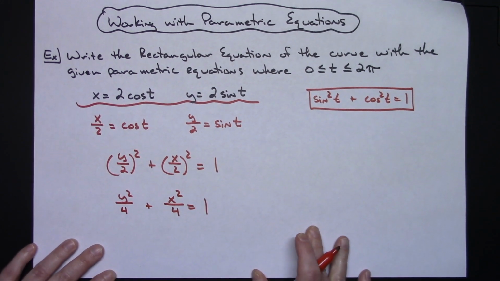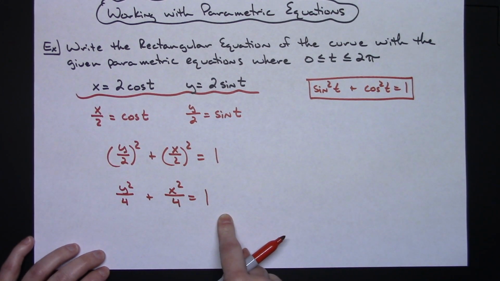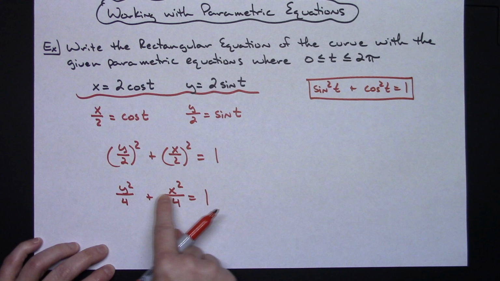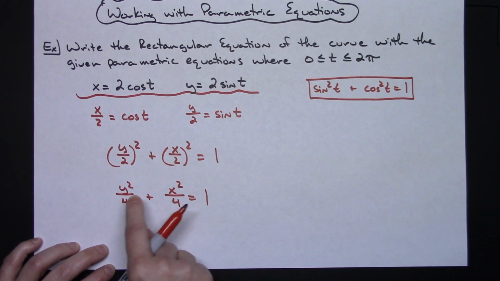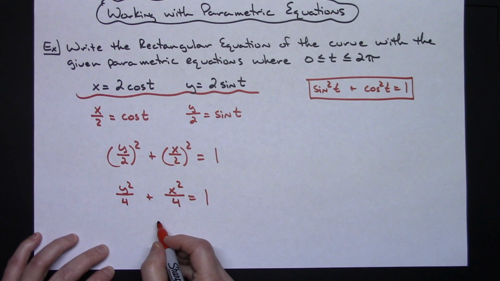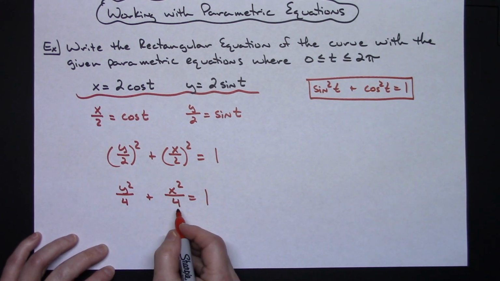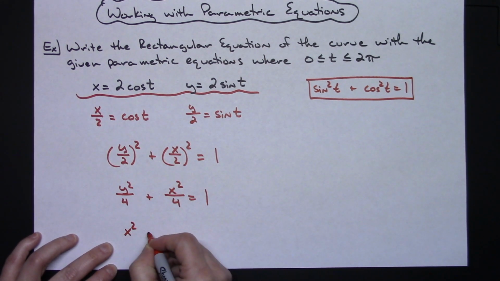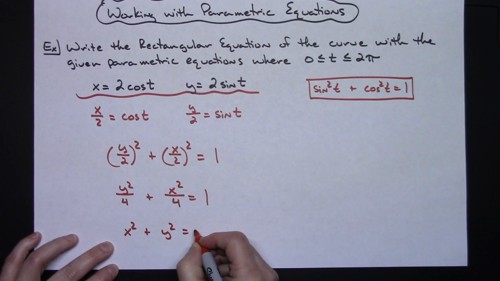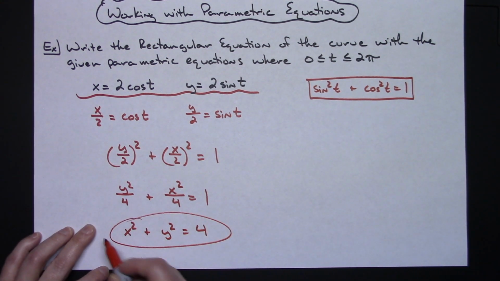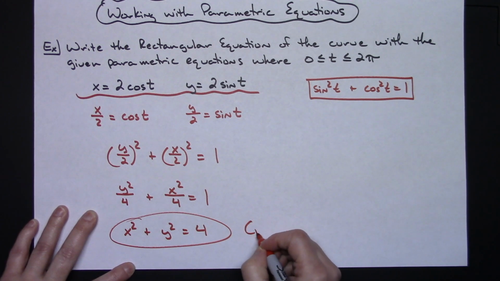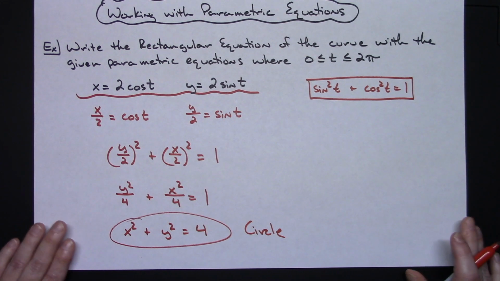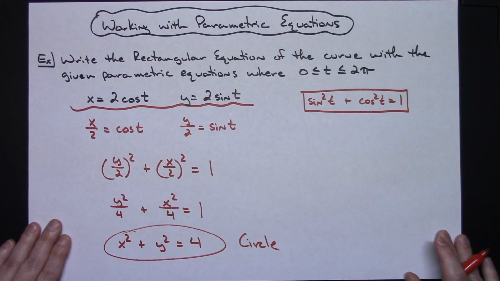If I do just a little bit more simplifying, I can multiply through by 4. Since we can kind of see where this is going, I've got an x squared and a y squared, so I'm leaning towards the fact that this is going to be a circle, so I'm going to put my x term first. Multiplying through by 4 and rearranging x squared and y squared, I'm going to have x squared plus y squared is equal to 4. That's going to be my rectangular equation of my curve, and my curve in this case is going to be a circle.